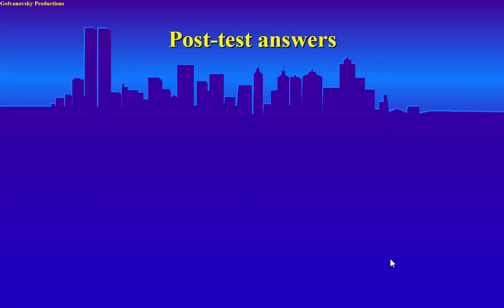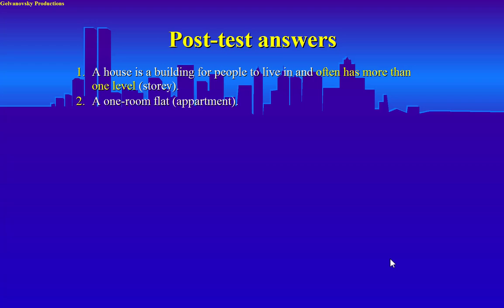Now post-test answers. What is a house? A house is a building for people to live in and often has more than one level or story. Answer 2 is a one-room flat or apartment. Condominium: it is an apartment usually owned by the person who lives there.